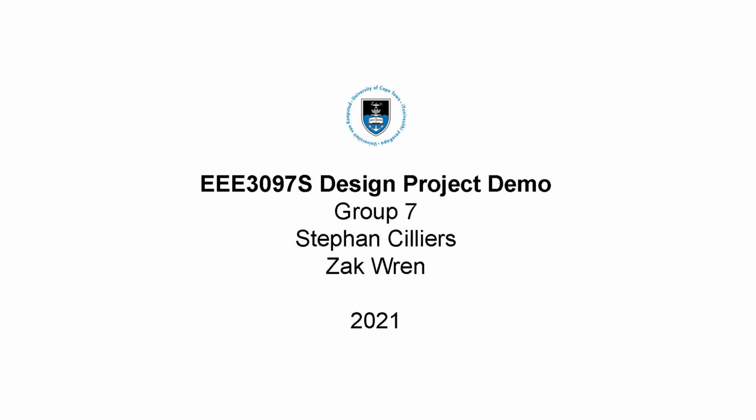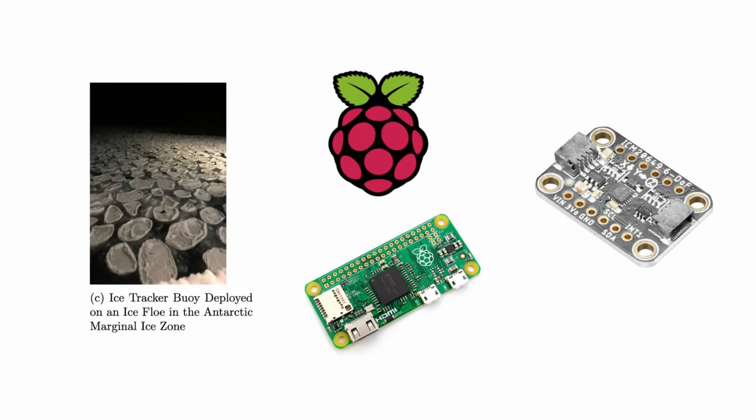Hi, this is a video demonstration of a project for EEE3097S with course convener Amit Mishra. We are Group 7, which consists of Stephan Cilliers and Wren. The sensing device is to be left on ice buoys in the Antarctic in order to monitor the state of the environment on the buoy.